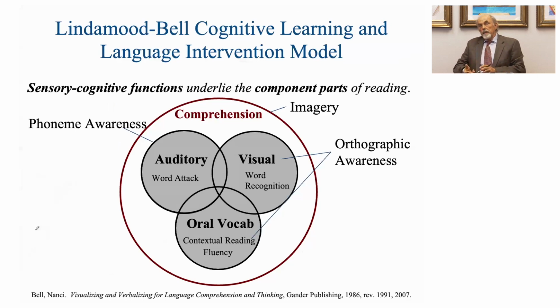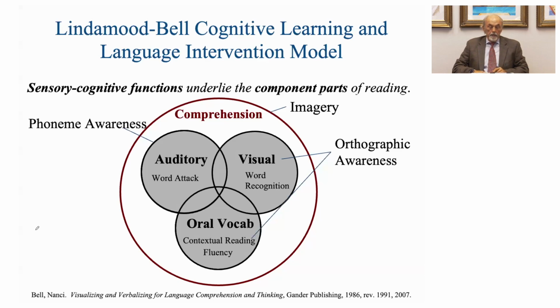When we look at the reading side of this comorbidity issue, what you see, and for those of you who are familiar with Lindamood-Bell, this is our basic reading paradigm, our cognitive learning and language intervention model, where we're looking at the aggregate of the needs of children who have learning issues across the board, strictly on the learning side of the issue. We refer to those as sensory cognitive functions that underlie the component parts of reading.